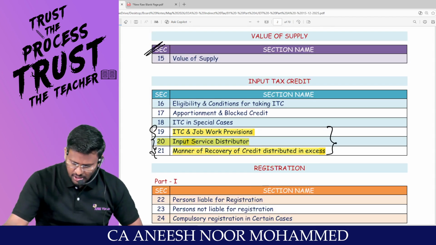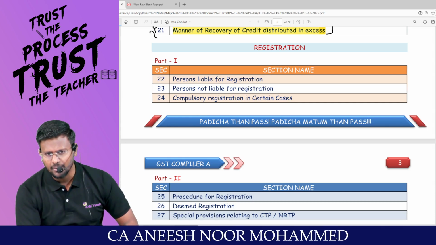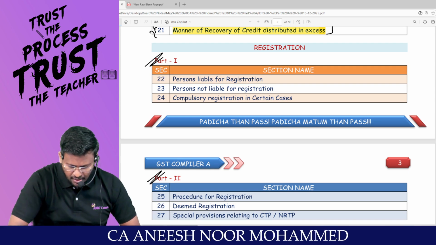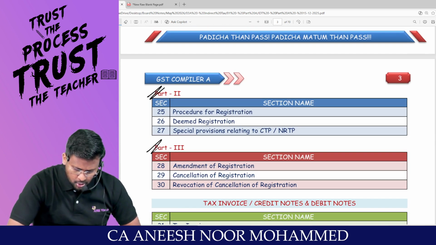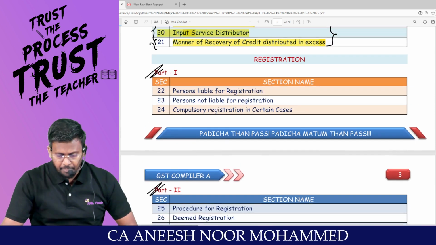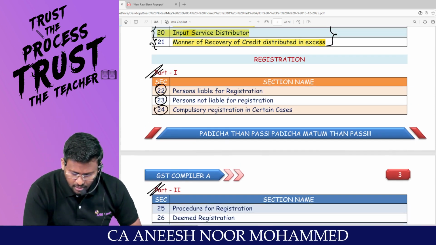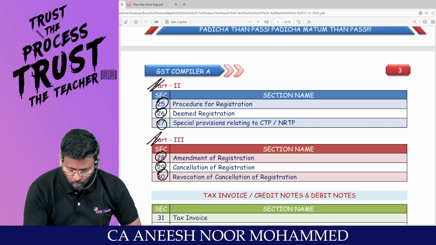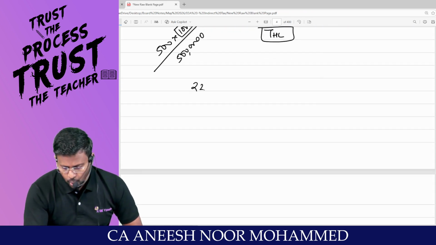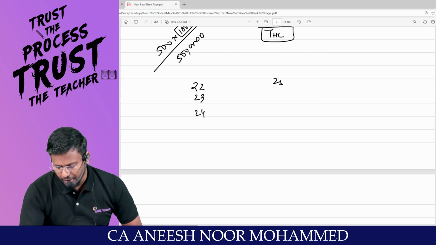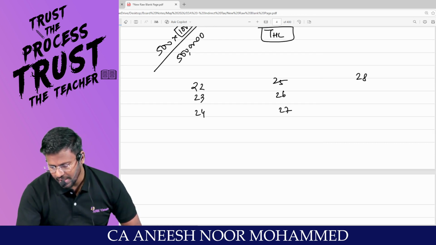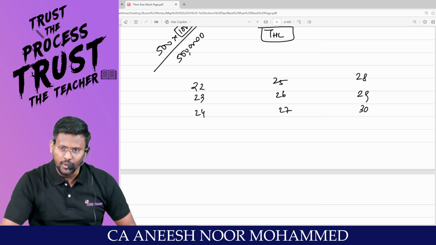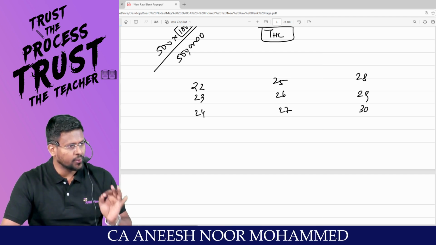So the next chapter we are going to talk about is registration. So many sections are there. We are classifying them as part number 1, part number 2, and part number 3. Part number 1: section 22, 23, 24, 25, 26, 27, 28, 29, 30. Tell me, what are the sections? 22, 23, 24, 25, 26, 27, 28, 29, 30.